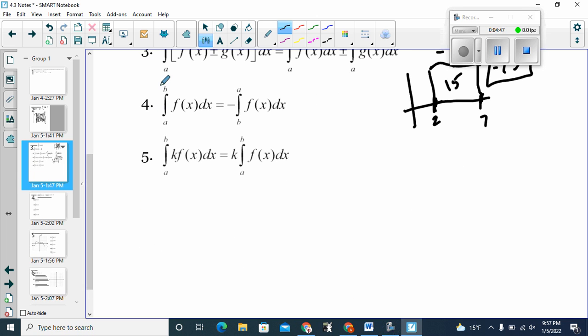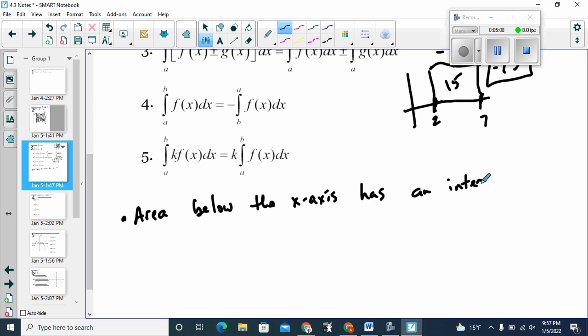One more thing we need to talk about here, it's not really a property written out like this, but it's important to know that area below the x-axis has an integral that is negative. We never really say the area is negative, but the integral would be.